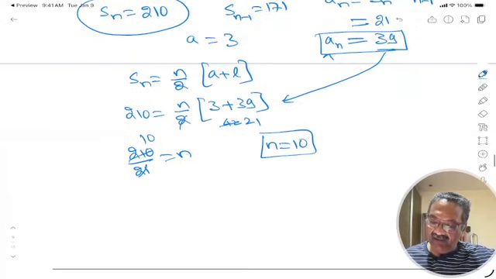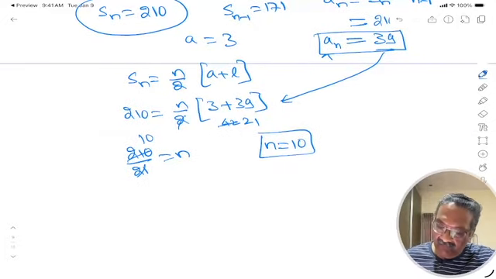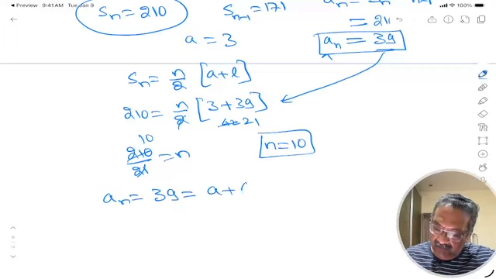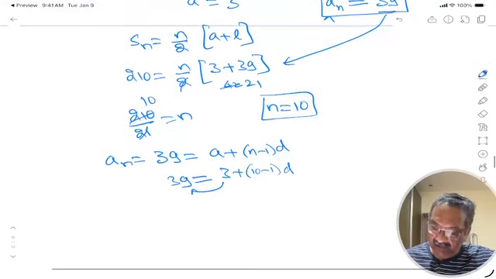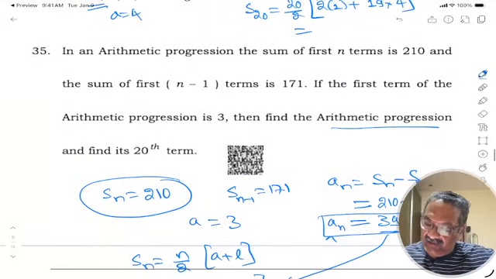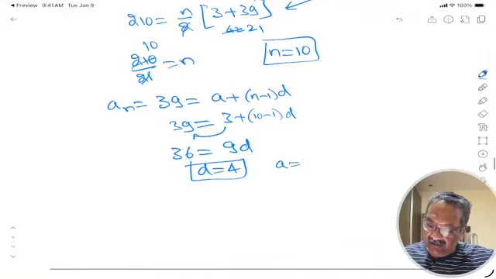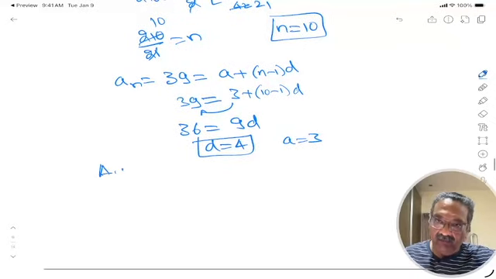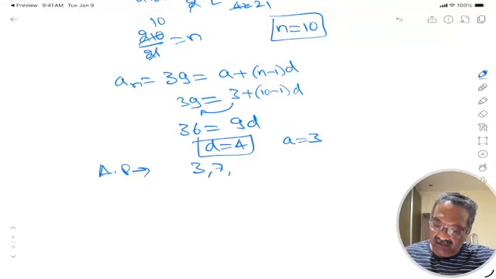Now since we got n is equal to 10, let's find d. How do we find d? We have An is equal to 39 is equal to a plus n minus 1 into d. A is 3 plus n is 10 minus 1 into d is 39. If this comes this side, it becomes 36. 36 is equal to 9d. So d is equal to 4. We got it, then find the AP. So we have A as 3 and D as 4. So AP will be 3, 7, 11, 15 and so on.